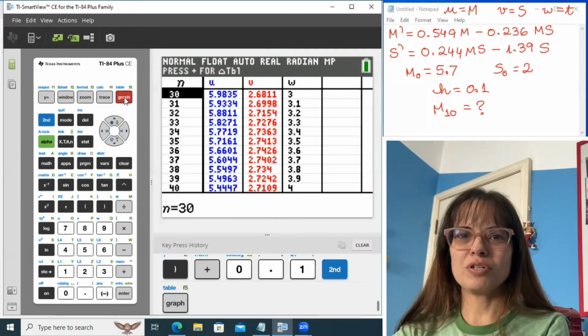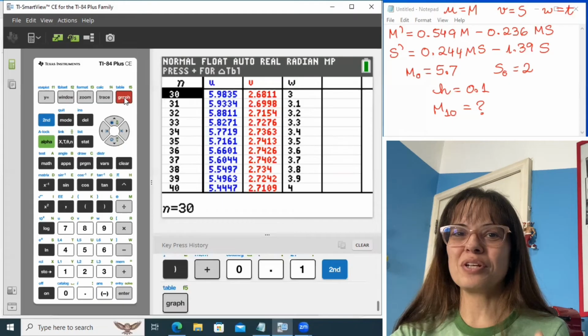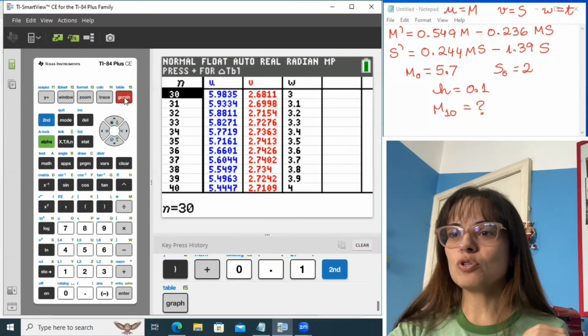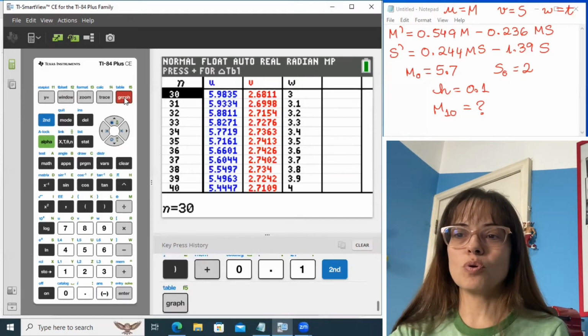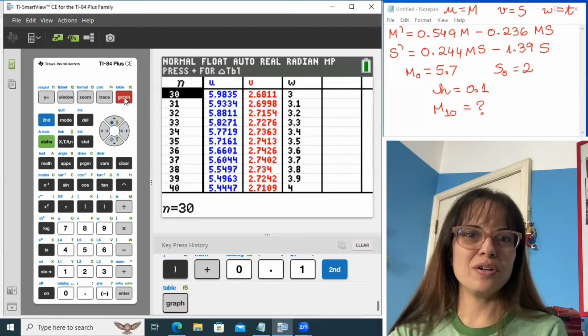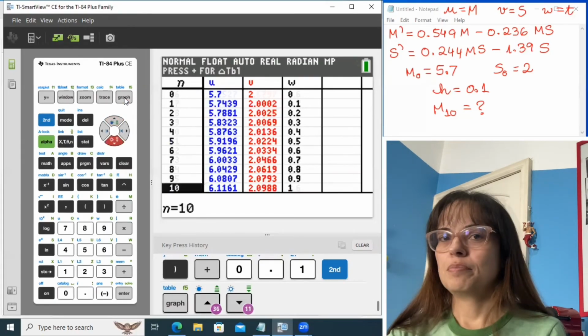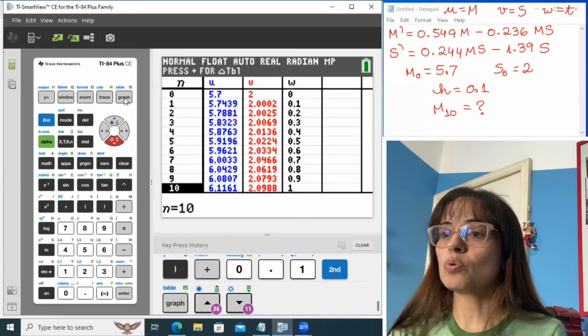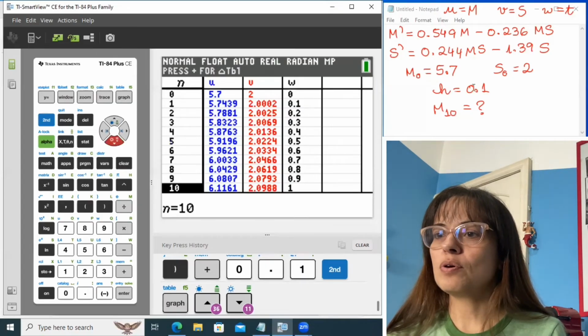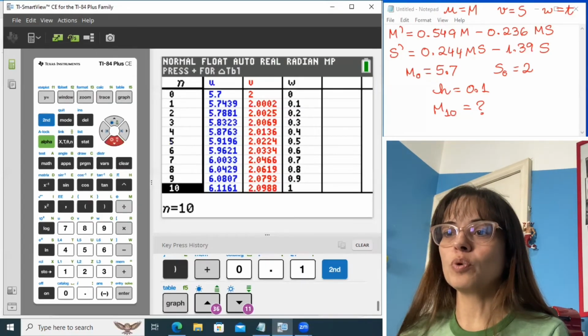It took a longer time to calculate that because it is more calculation than the previous example, but also because accidentally I asked it to go all the way until 40, which I didn't need to do. But that's okay because I can just scroll up, and the value of M10 is 6.1161.